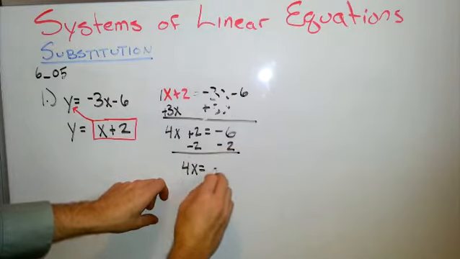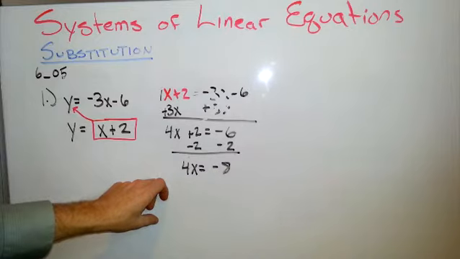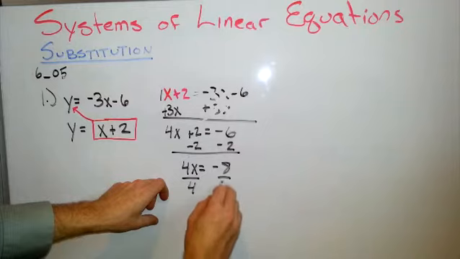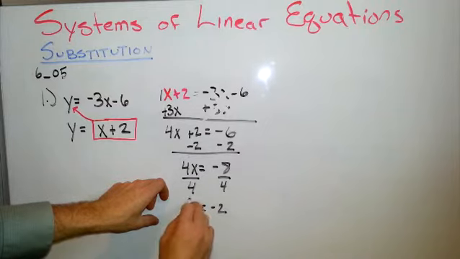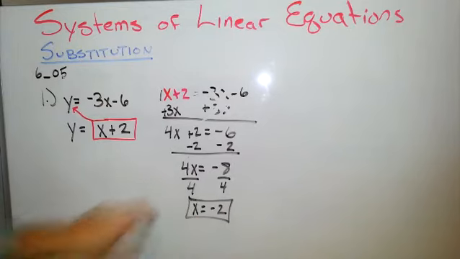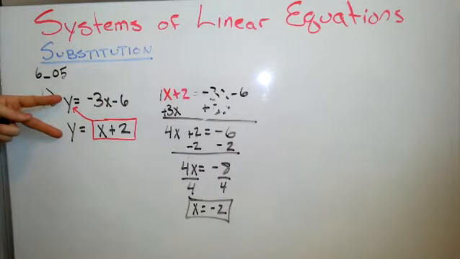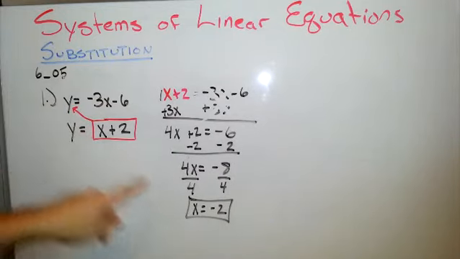4x equals negative 8. Divide both sides by 4. That's how you undo your multiplication. x is negative 2. So the x value that works on both equations is negative 2.